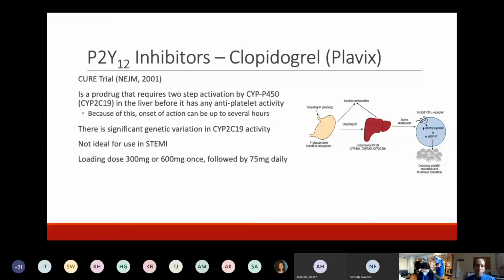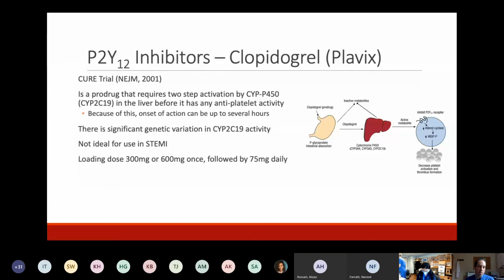So for these people, you can give Plavix and nothing is going to happen. Clearly those people don't do as well in a STEMI if they're treated with Plavix. So ideally, we don't love Plavix in the setting of a STEMI, because if somebody's going to the cath lab in the next 30 minutes, giving a drug that takes 6 hours to be active is not particularly helpful. The typical maintenance dose is 75 milligrams daily, but the classic loading dose is 300 milligrams once.